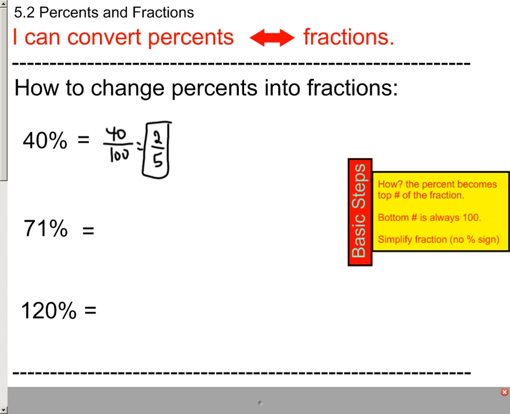71%. What's my percent? 71. So I put that on top. What do I put on bottom? 100. Can I simplify that? No. So there's my fraction for 71%. It means the same thing, just a different way of writing it.